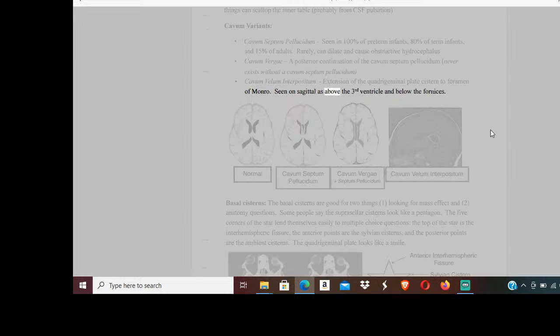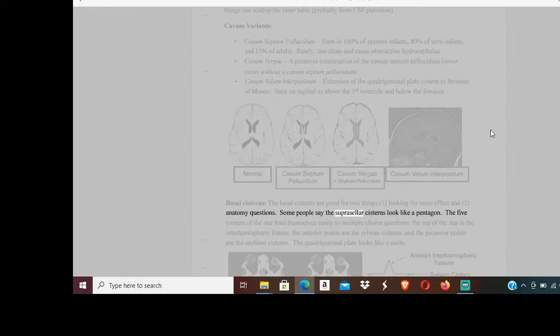Seen on sagittal as above the third ventricle and below the fornices. Normal cavum septum pellucidum, cavum vergae, and septum pellucidum. Basal cisterns. The basal cisterns are good for two things: 1, looking for mass effect, and 2, anatomy questions.